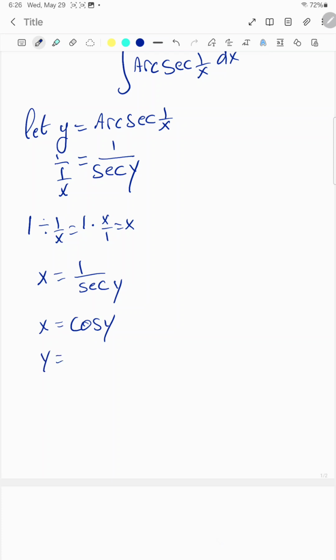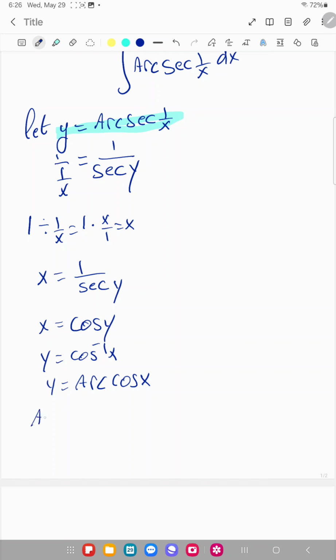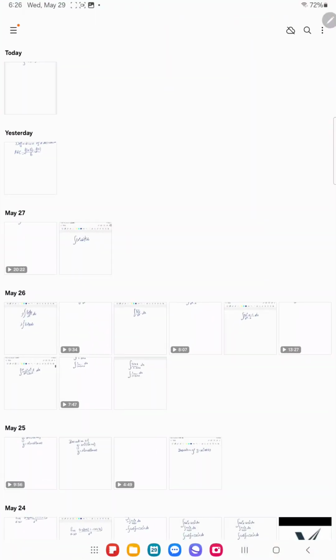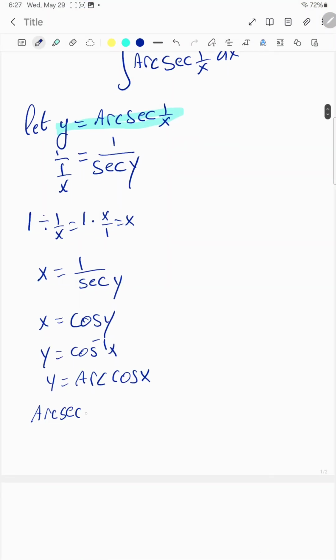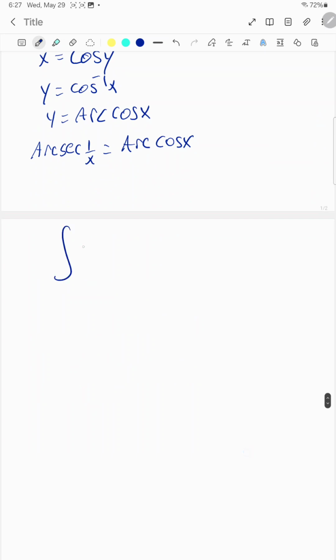So that means y equals cos⁻¹ of x, which I can write as arccos of x. So y equals arccos of x. But I know that y is equal to arcsec(1/x), so arcsec(1/x) is equal to arccos of x. Now if I want to study the integral of arcsec(1/x) dx, I can study the integral of arccos x dx, and it's exactly the same thing. We just proved that arcsec(1/x) is equal to arccos of x. So let's start by solving arccos of x dx.